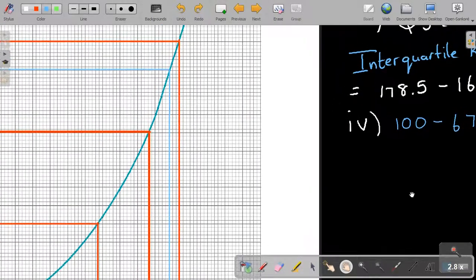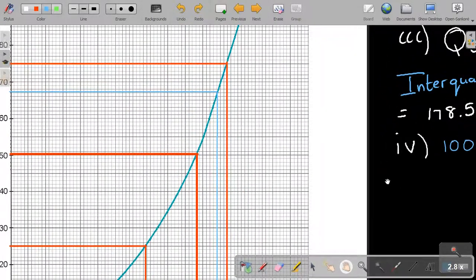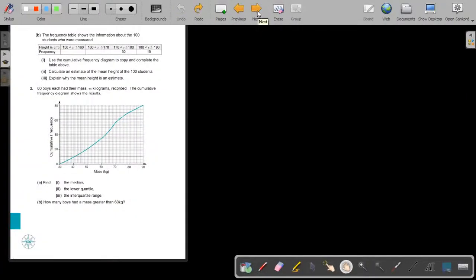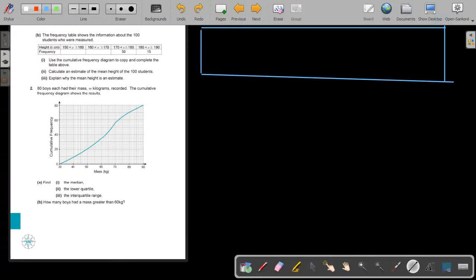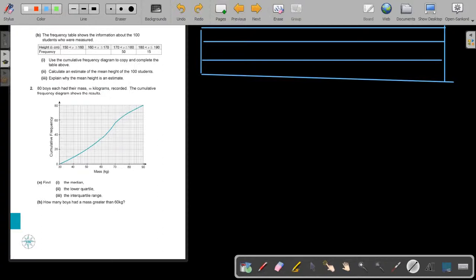Okay, then the next one. So let's just look at the next question. I think it's on the next page. The frequency table shows the information about the 100 students who were measured. Use the cumulative frequency diagram to copy and complete the table. Now, remember, if you have this diagram, first I think we have to copy it. But remember, it's cumulative on the graph. So you must first find the cumulative.